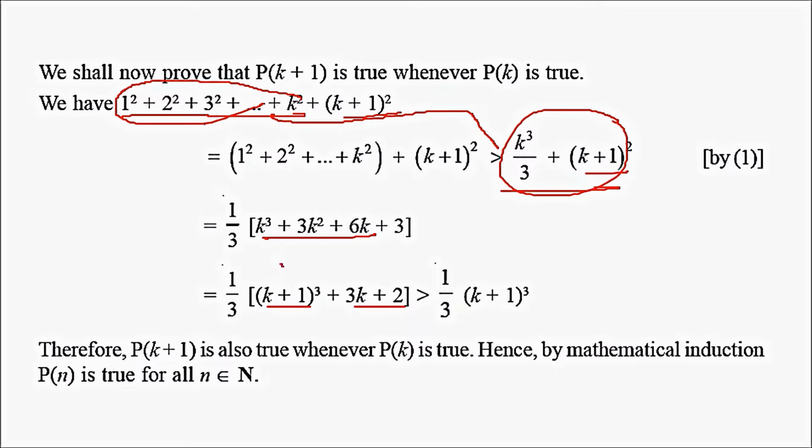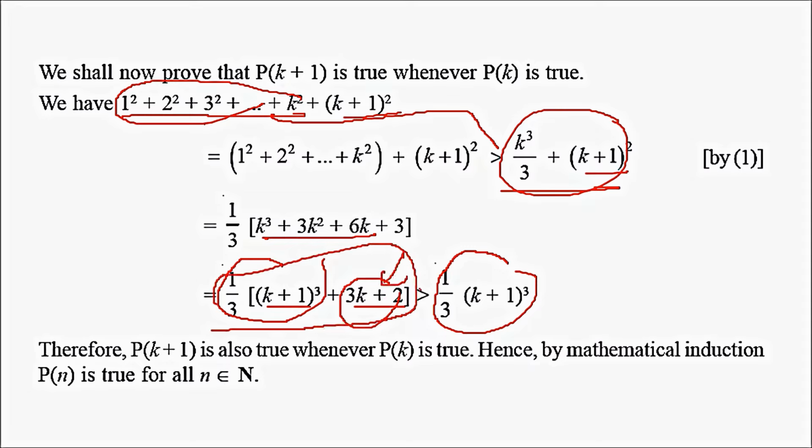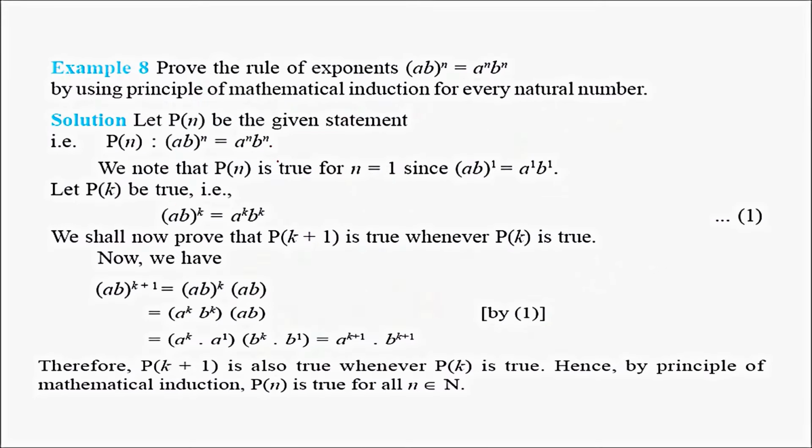plus 3k plus 2. The first term and this term are both equal, but as we are adding this 3k plus 2, this is an added effect. So this whole expression will be greater than this, because this is the added term. This will add some extra amount. So by this we can prove that for every k, this value is greater than 1 by 3 of k plus 1 whole cube. So P(k plus 1) also holds.